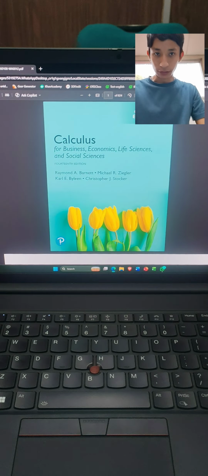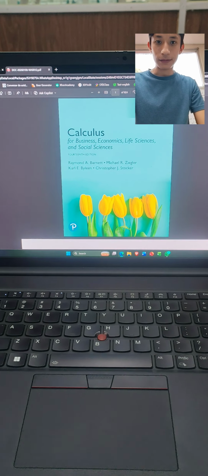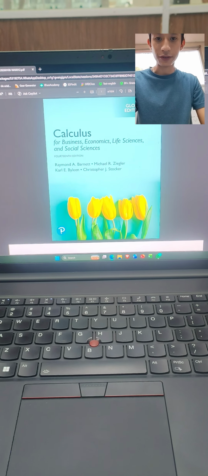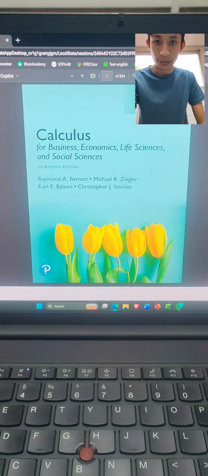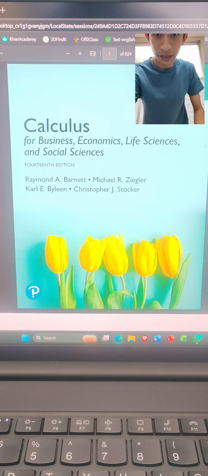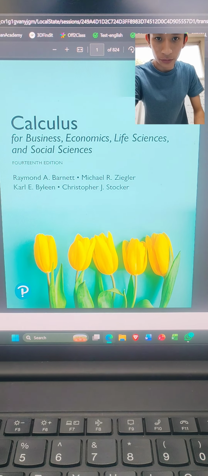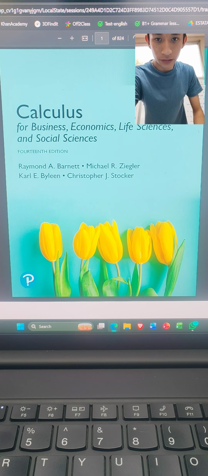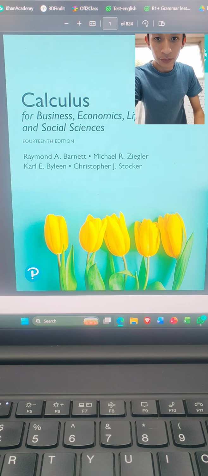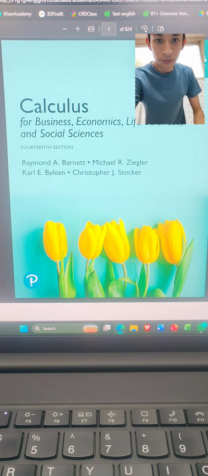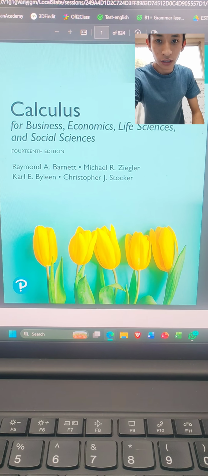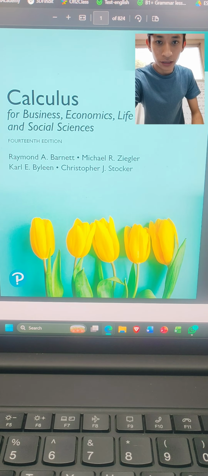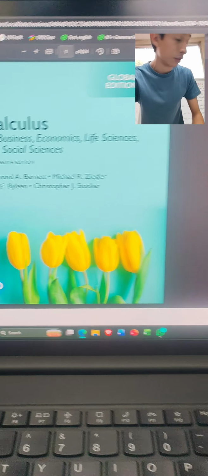Hi teacher, this is Jesus Andres again, in my first exam of differential calculus, and this is the book that I'm using for my exam: Calculus for Business, Economics, Life Sciences and Social Sciences, 14th edition, from Raymond A. Barnett, Michael R. Ziegler, Carl E. Byleen and Christopher G. Stocker.